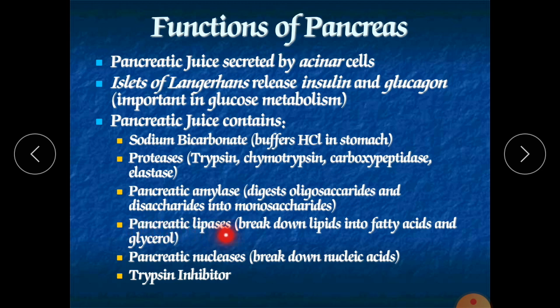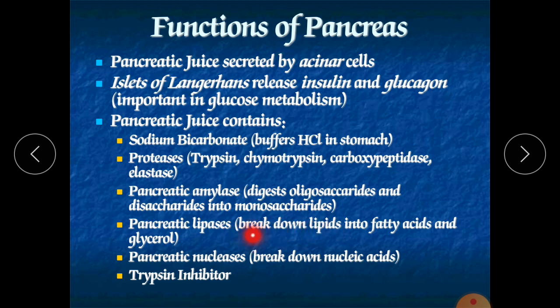Next are pancreatic lipases. As the word indicates, lipase is the enzyme for fats, for cholesterol and lipids. These enzymes break down lipids, doing the lysis of cholesterol and fatty acids and glycerol.